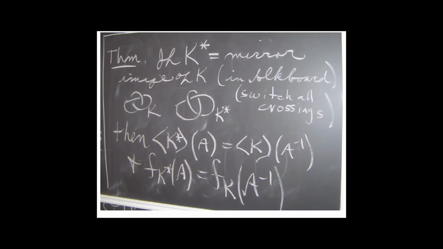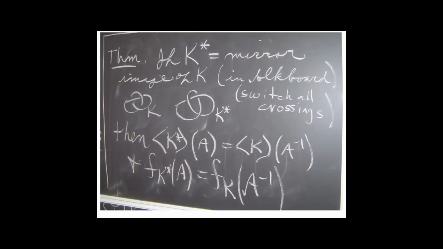So you see that trefoil knot, and then you flip every crossing in the knot, and you get K star. Well, if you have the mirror image of a knot, then if you calculate the bracket of the mirror image, you see that it interchanges A and A inverse. Remember, A inverse is the B. They get interchanged, and same for the normalization.